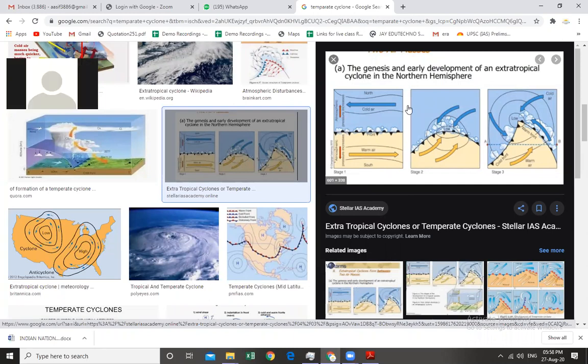Cold air mass will be more, right? So what happens? The cold air mass will try to come down and the warm air mass will move upwards. So here you can see the next situation is that the cold air mass will push up the warm air mass and it will move upwards. So here there is a creation of the cyclonic condition.